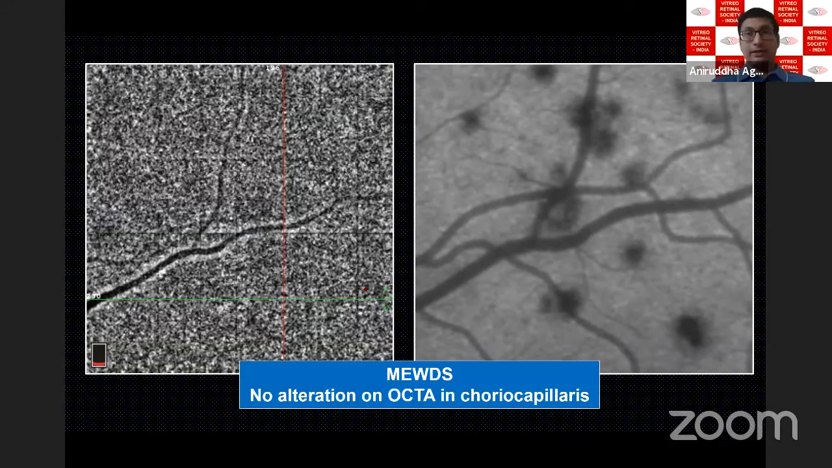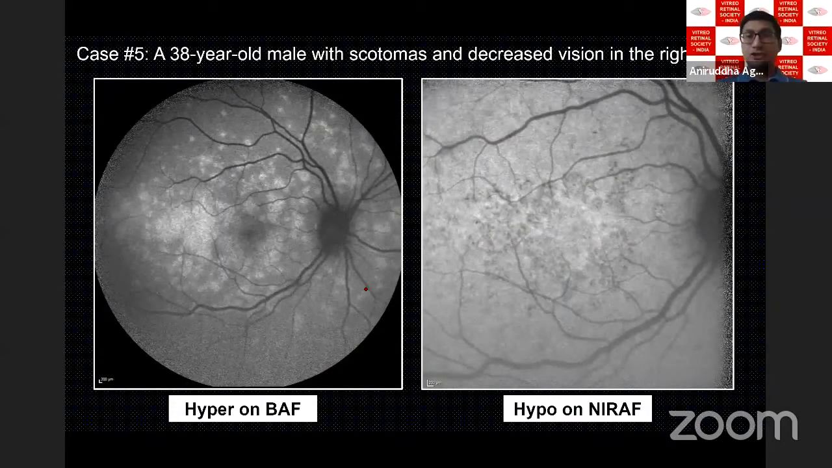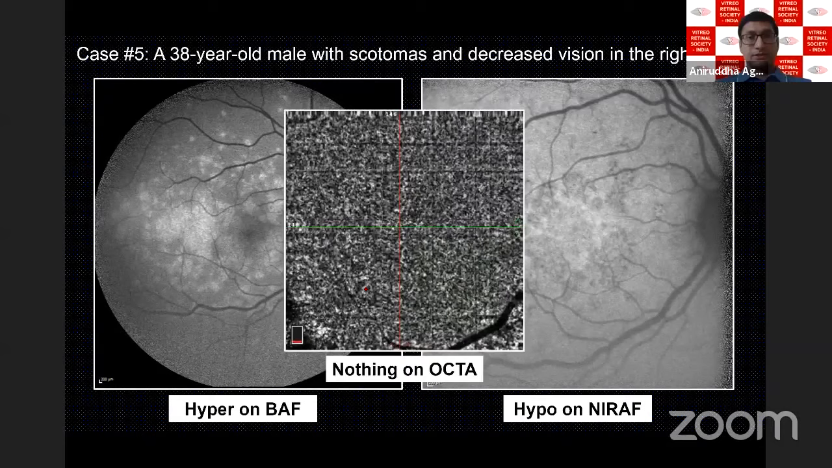And this is another patient with MEWDS, and I'm just showing this image to show you the importance of the blue peak autofluorescence and near infrared autofluorescence, which show you two diametrically opposite patterns in MEWDS. One is hyper and one is hypo. And this is one very useful investigation in patients with MEWDS. But remember, you will still find nothing on the OCTA. So the learning lesson number 4 is OCTA in MEWDS shows intact choriocapillaries.